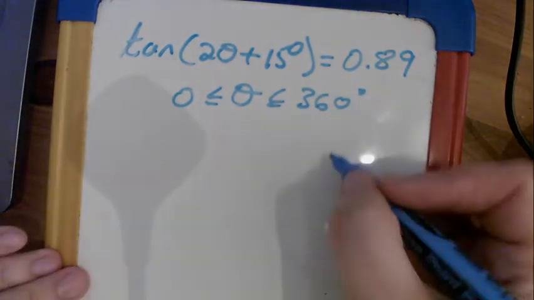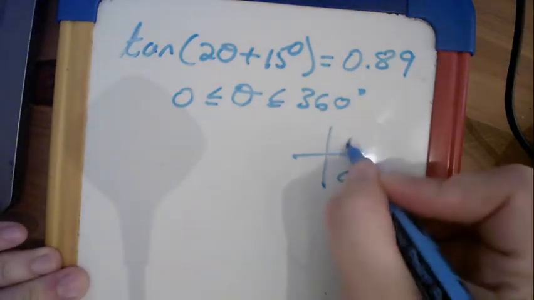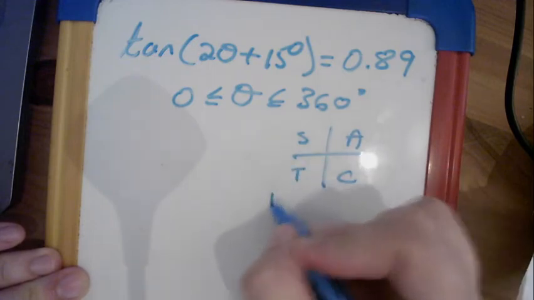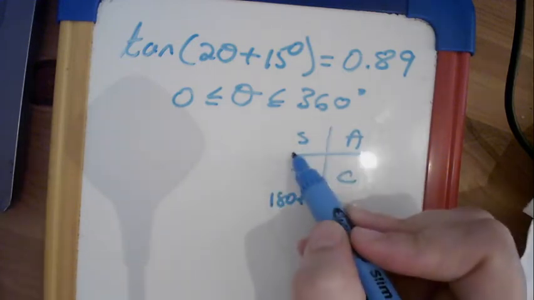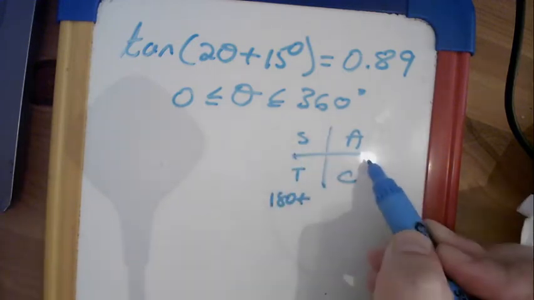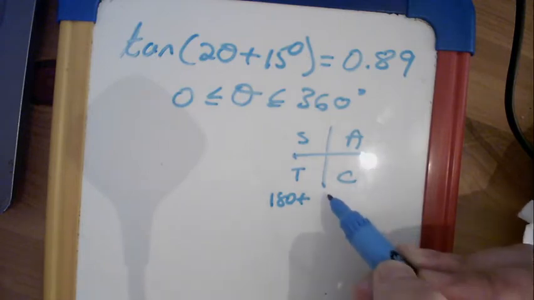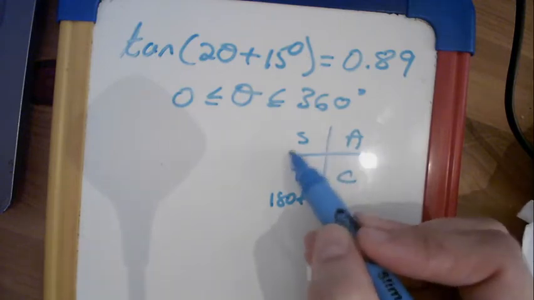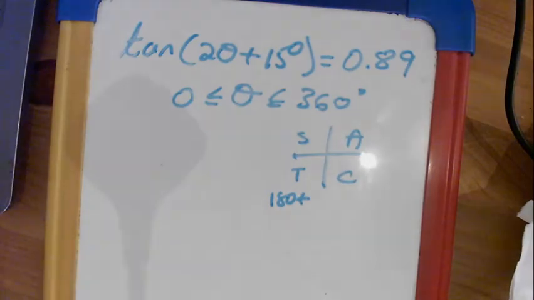So, quick little CAST diagram. I need tan. Tan is 180 plus. See, it's beyond 180, so it's 180 plus. This is less than 360, so it's 360 minus. This is less than 180, so it's 180 minus. As long as you remember 180 and 360 are the 2 important numbers, it should make it easier to learn.